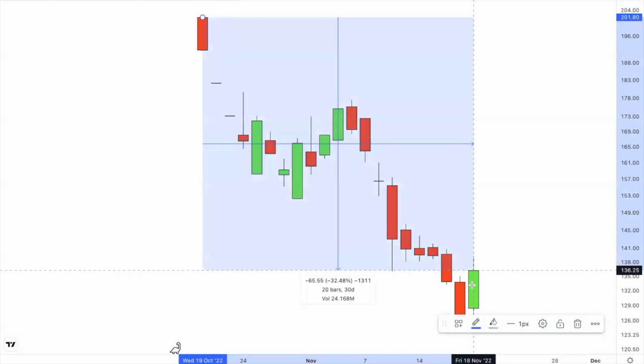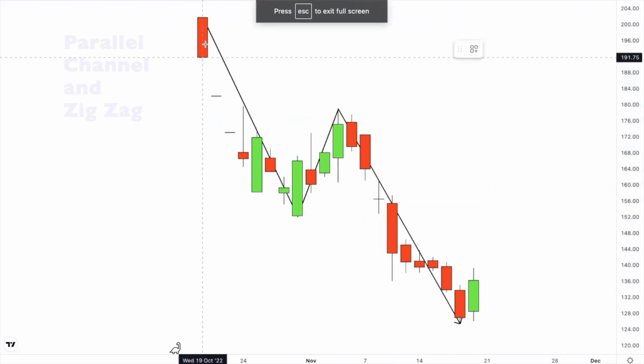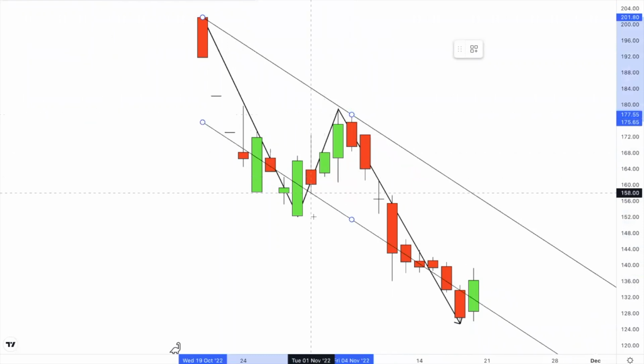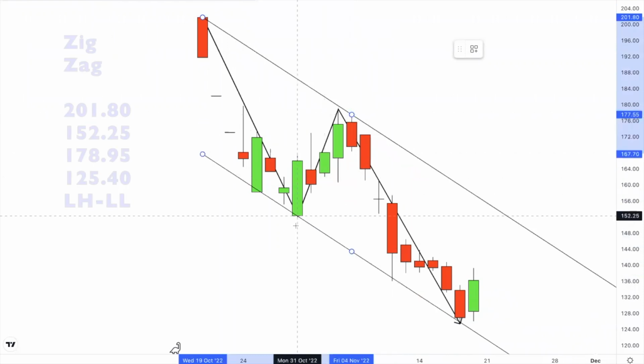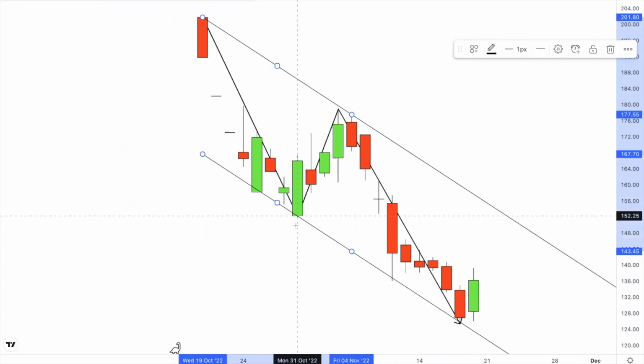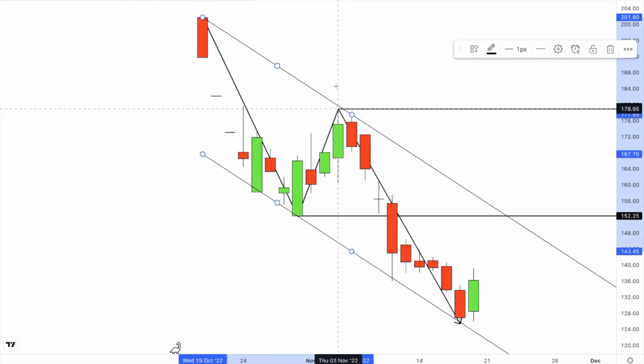It's a recently listed company and we are going to learn about the parallel channel indicator and some basic math on the same. Okay, so we connected 201.80 with 177.55 and we extended it down till 152.25. So the basic math applied here is that from the level of 152.25, the stock made a high of 178.95 and then the stock continued to come down.